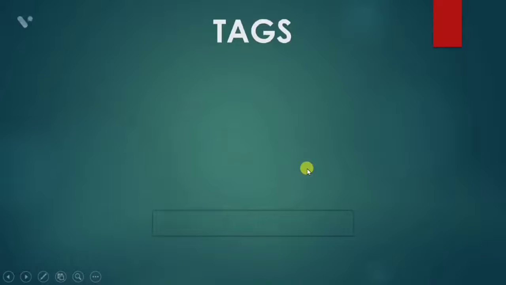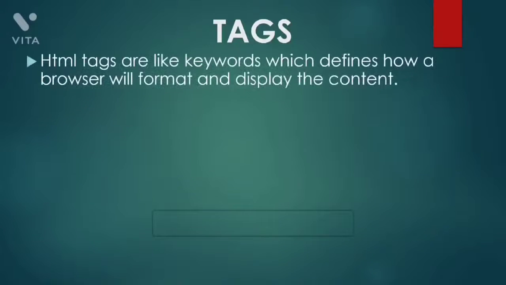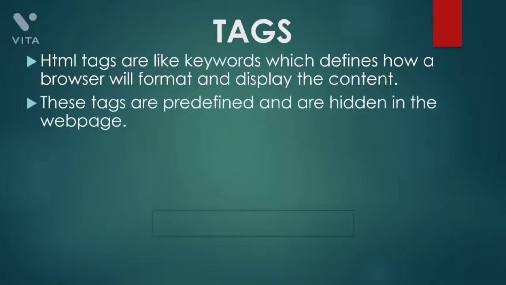Coming to tags, every HTML page or every web page is formed with the help of tags. There is no web page that is written without the help of tags. So tags are like keywords which define how a browser will format and display the content. Tags generally give the structure of the web page, like how a heading should look, how a paragraph should look, and how an image should be displayed and all. These tags are predefined and are hidden in the web page.